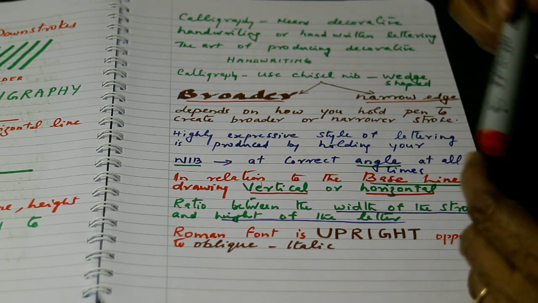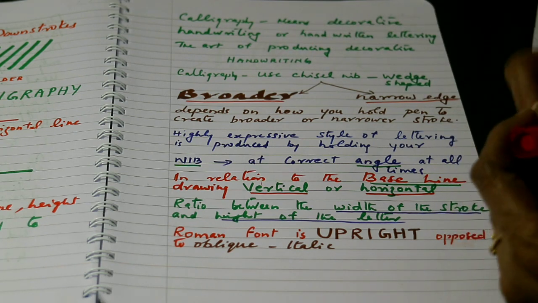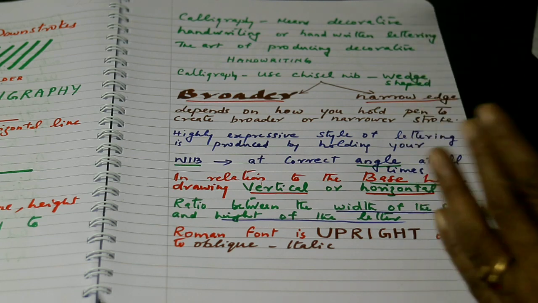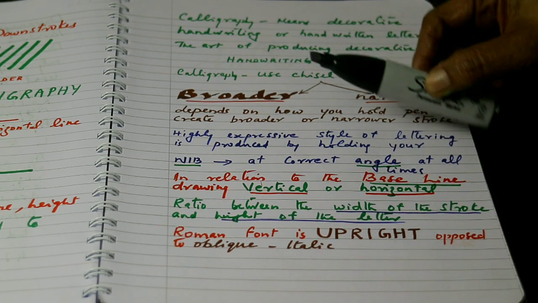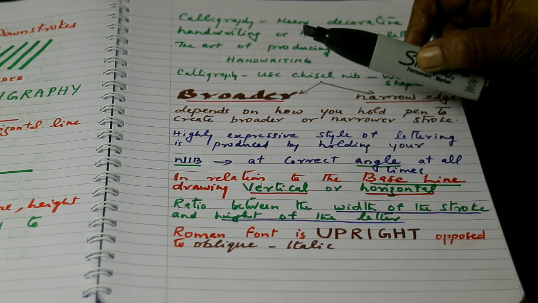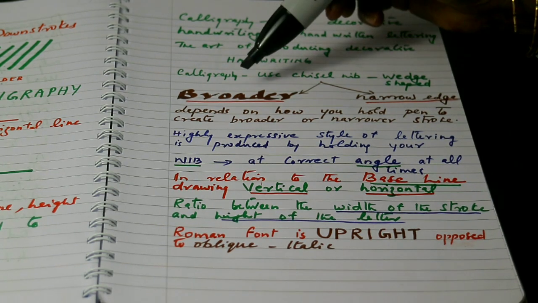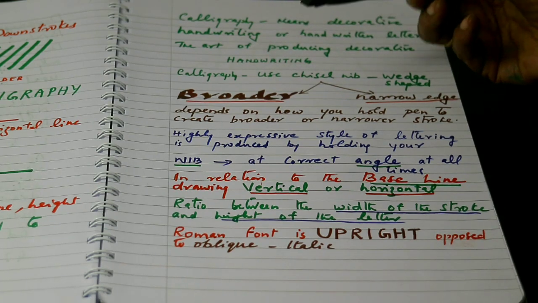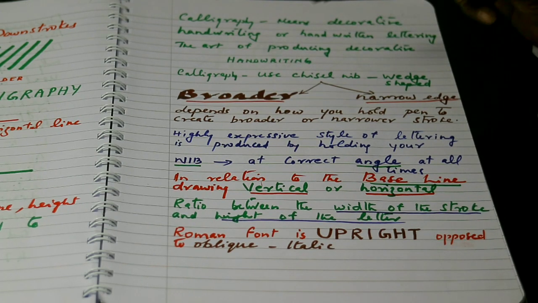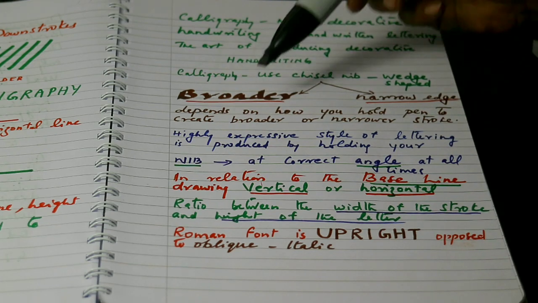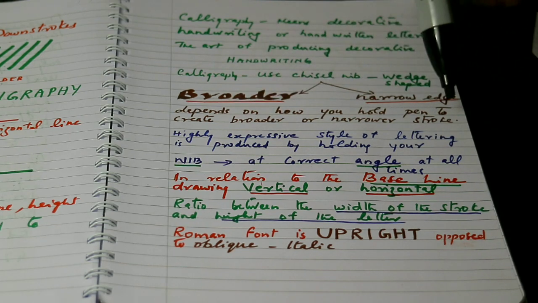Calligraphy uses a chisel nib. Yes, this is a chisel nib, a wedge-shaped chisel nib. When we use a chisel nib at an angle, we get a broader or narrow-edged shape. So it depends on how you hold a pen.